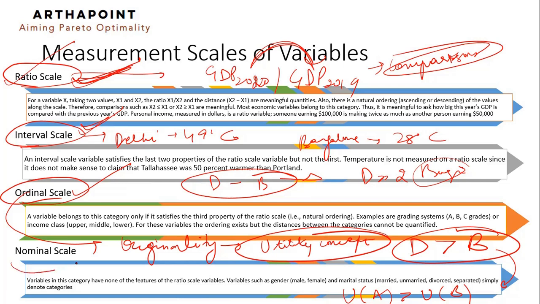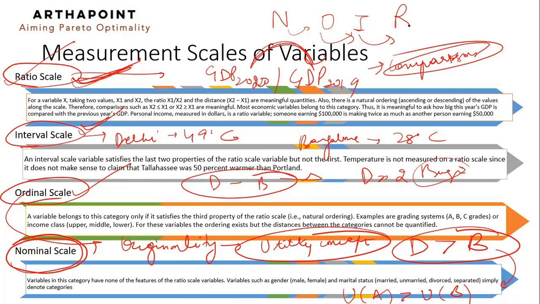And finally, what we have is the nominal scale. The nominal scale is the lowest of all. So ideally, if I have to write these things in ascending order, nominal is the base. Then if I give ranking to it, it becomes ordinal. If I add the interval gaps to it, it becomes interval. And finally, if I add ratio, comparison, to it, it becomes ratio. So nominal scale is having none of the features.